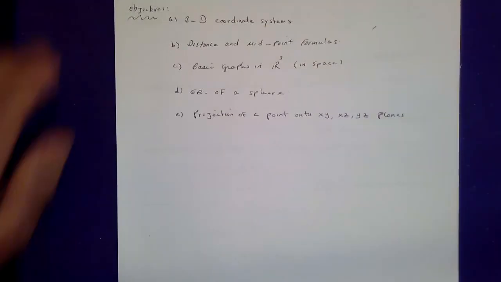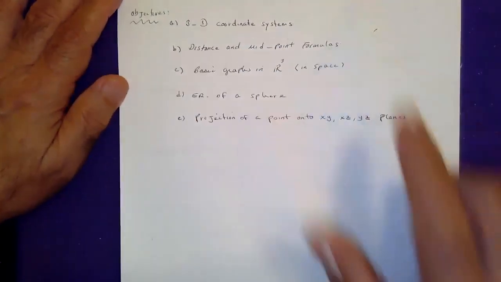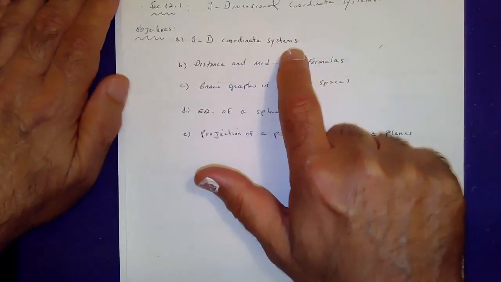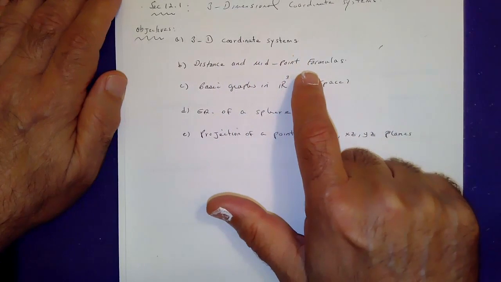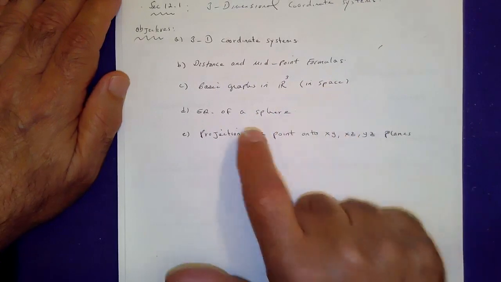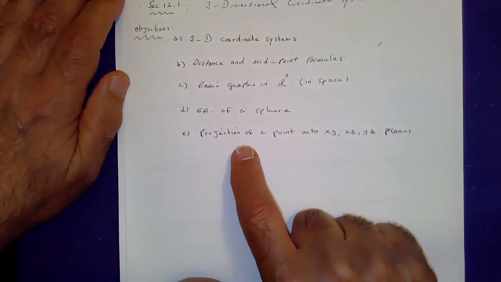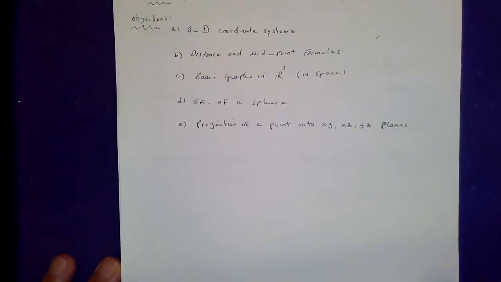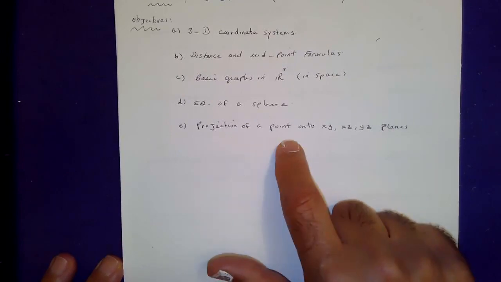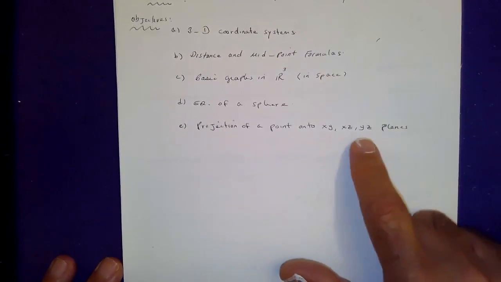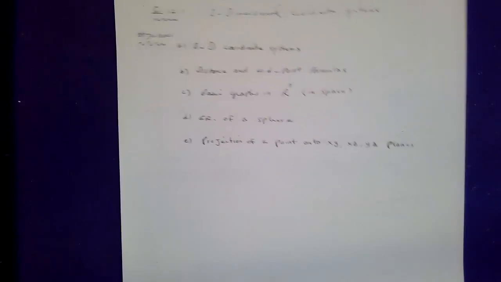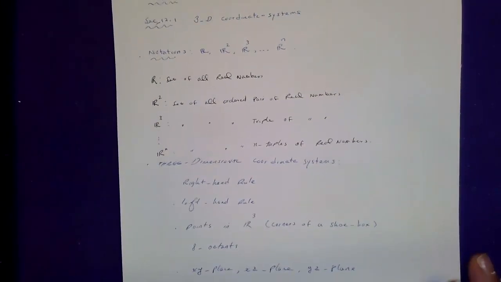Section 12.1, Three-Dimensional Coordinate System. The objective of this section is to get familiarized with the three-dimensional coordinate system, distance and midpoint formulas, basic graphs in R3, which means space, an equation of a sphere, and also at the end of the section we'll explore something called projection of a point onto the xy, xz, and yz planes. Projection means the shadow of a point. So with that said, let's get right to it.